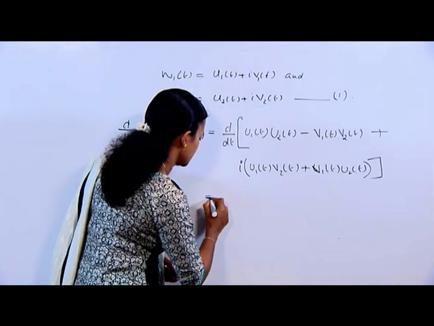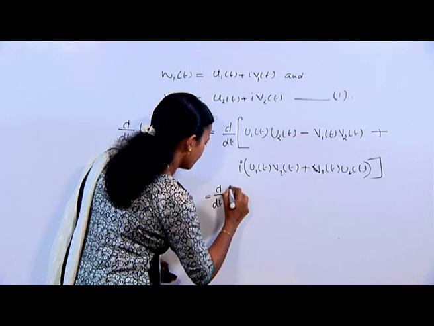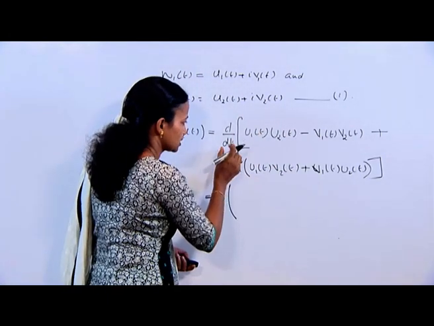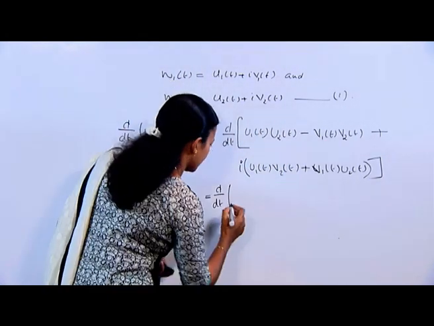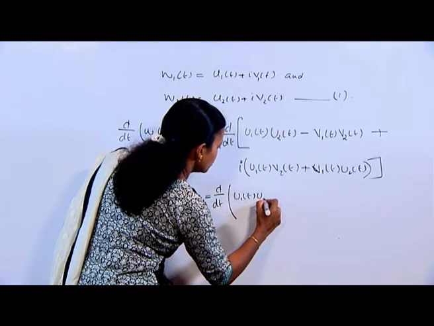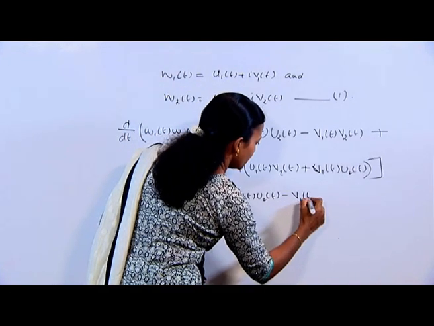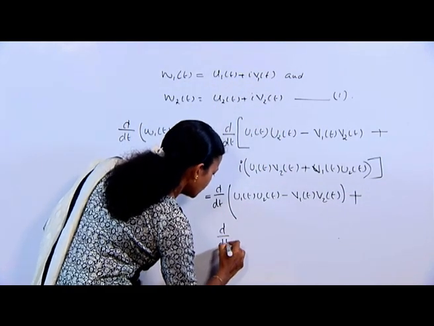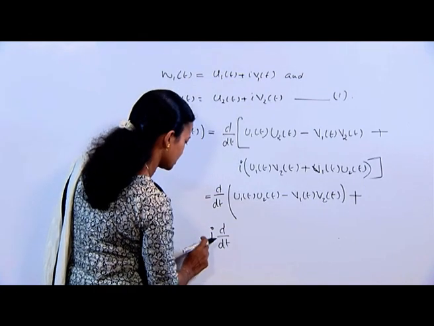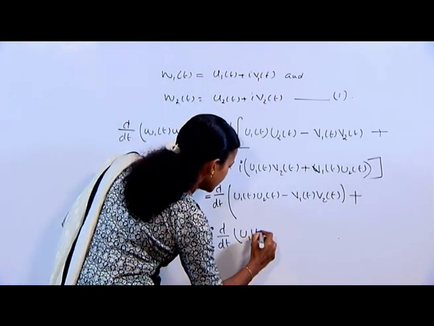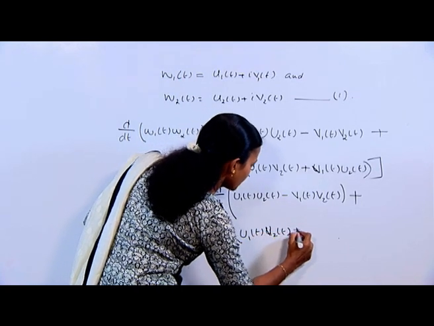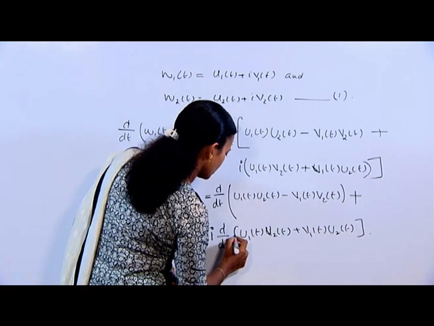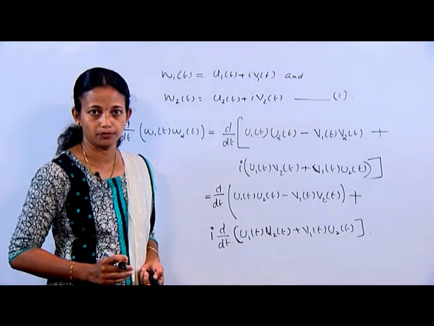This we can write as d/dt of u1(t)u2(t) minus v1(t)v2(t) plus, taking d/dt inside the bracket, d/dt of u1(t)u2(t) minus v1(t)v2(t), plus again d/dt of, here we have i, we can take this i outside, i into d/dt of u1(t)v2(t) plus v1(t)u2(t). This is our second term by using definition 2.